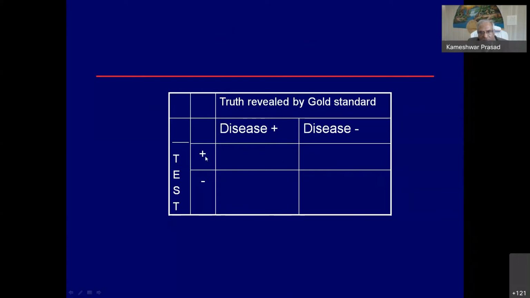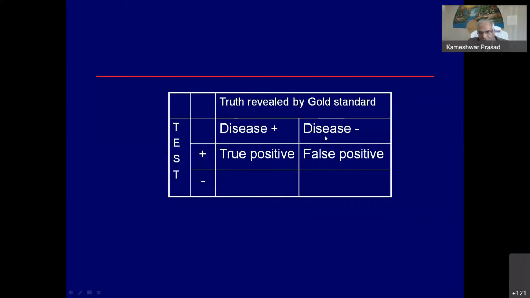So test reports will be positive or negative. And gold standard will tell you disease present or disease absent. So if test is positive, and in truth, as revealed by the gold standard, disease is present, then what do we call it? We call it true positive. If test is positive, but disease is absent, then what do we call it? False positive. Because disease was not present, but your index test was positive, so it is false positive.